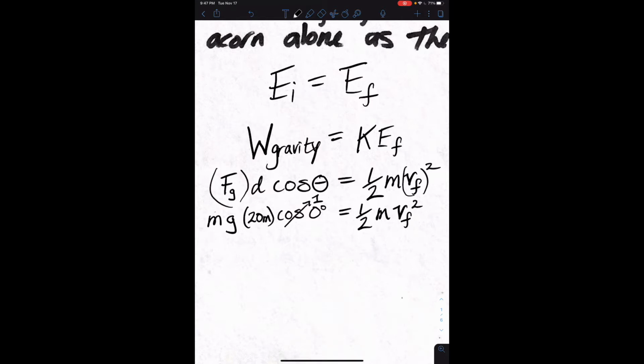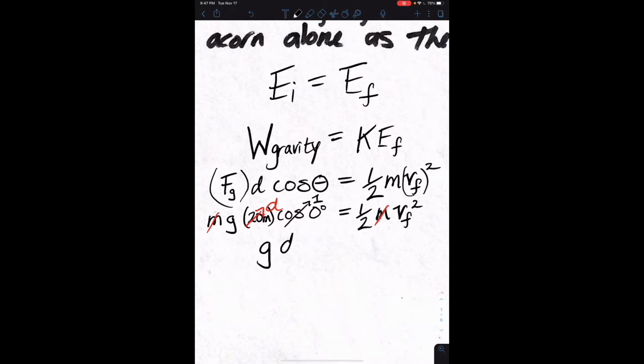All right, so let's go ahead and do some canceling here. We got an m on each side. We can get rid of that. I think that's about it. I guess I could have left that as g d, instead of g times 20 meters. Why don't we do that right now? Let's leave it as d, and then we'll come back and put the 20 in later. I kind of like to solve in terms of variables just to see what happens.